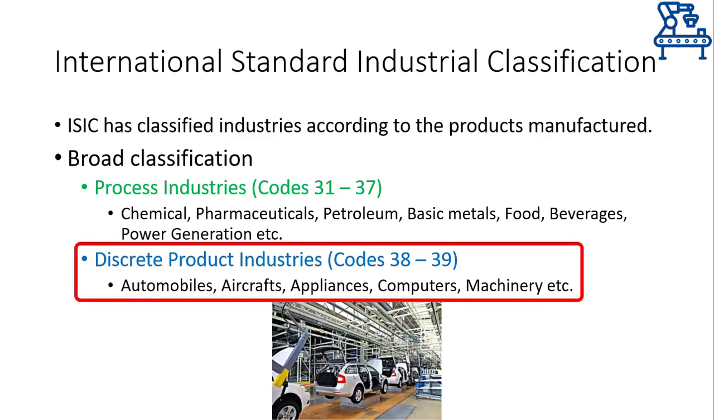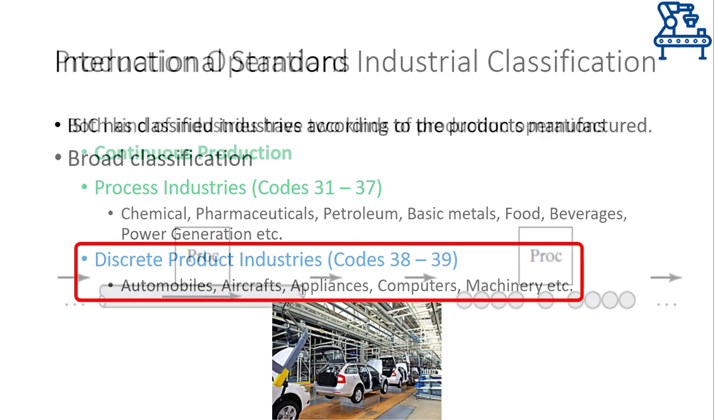On the other hand, the discrete product industry produces discrete output. For example, the automobile industry will produce a discrete number of automobiles in a given time. Aircraft, appliances, computers, machinery, etc. are all products of discrete product industries. These industries are given codes from 38 to 39 by the International Standard Industrial Classification.